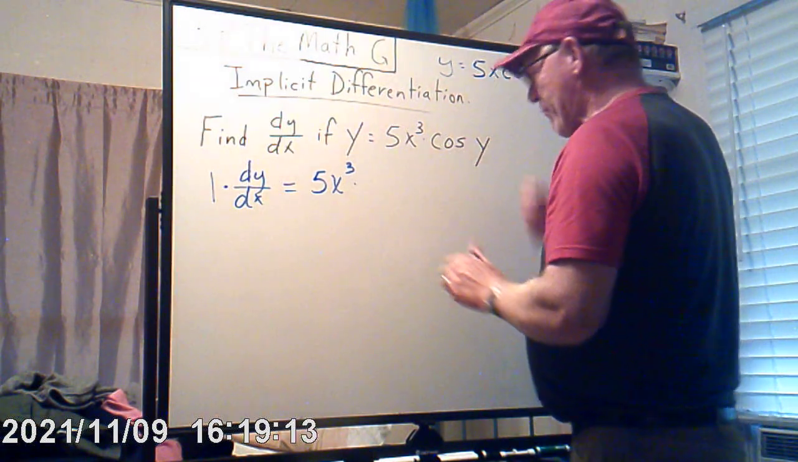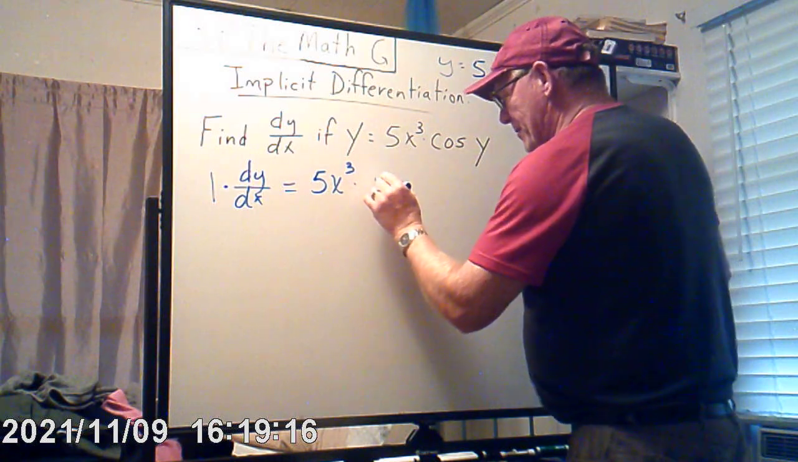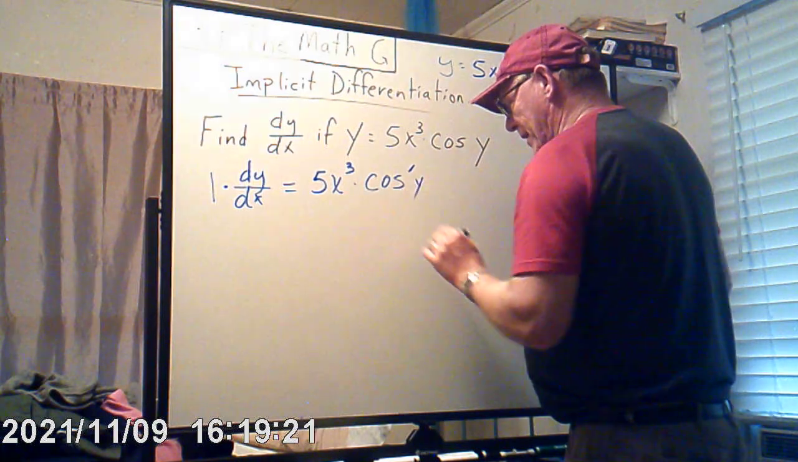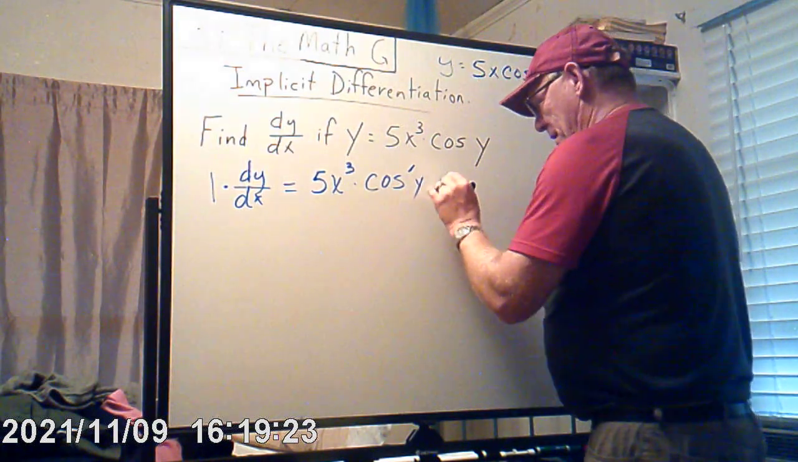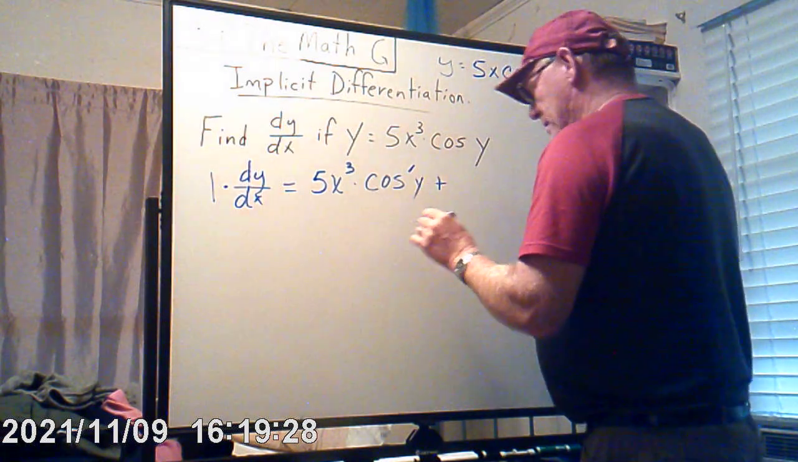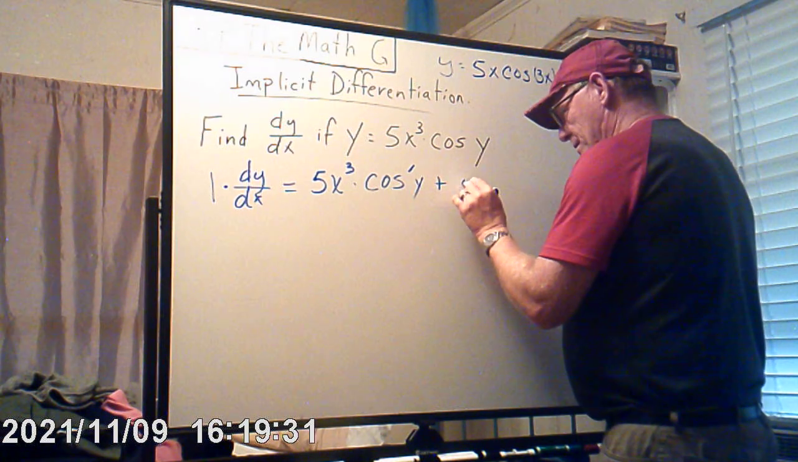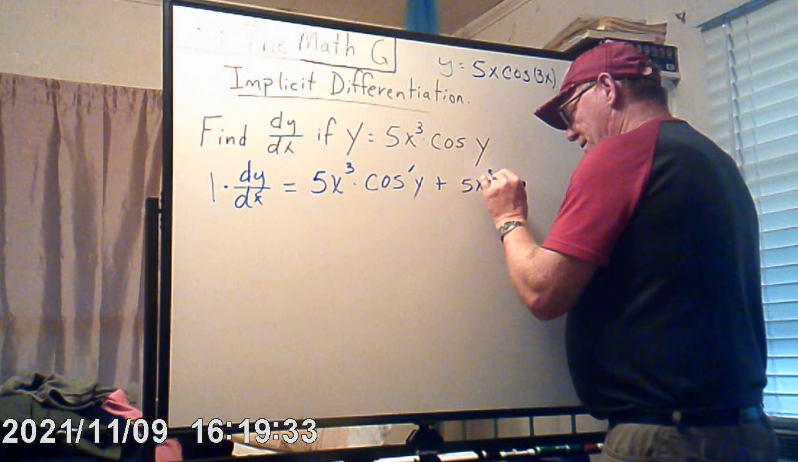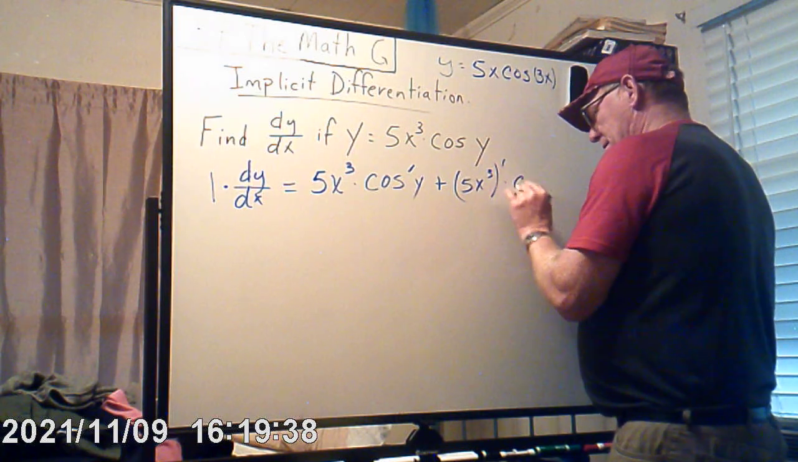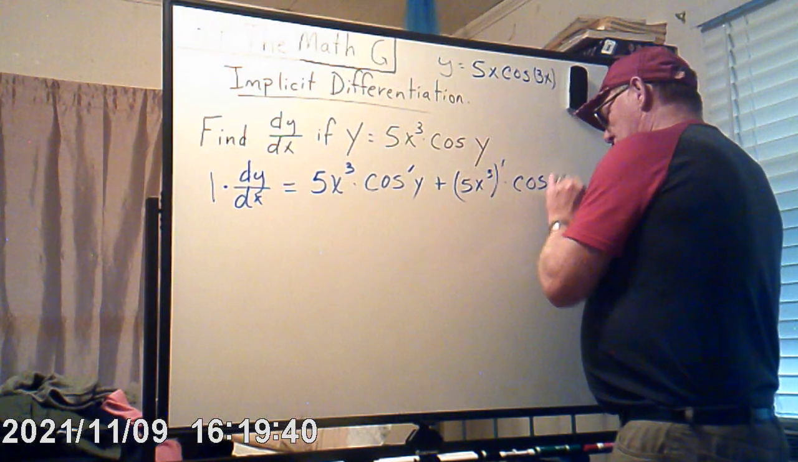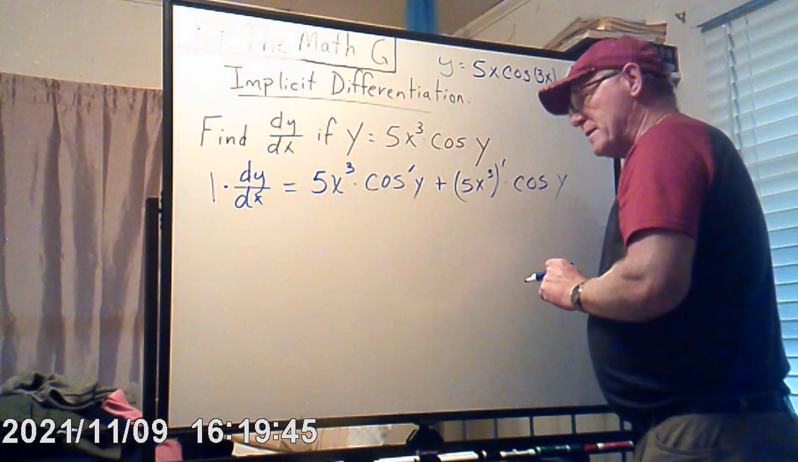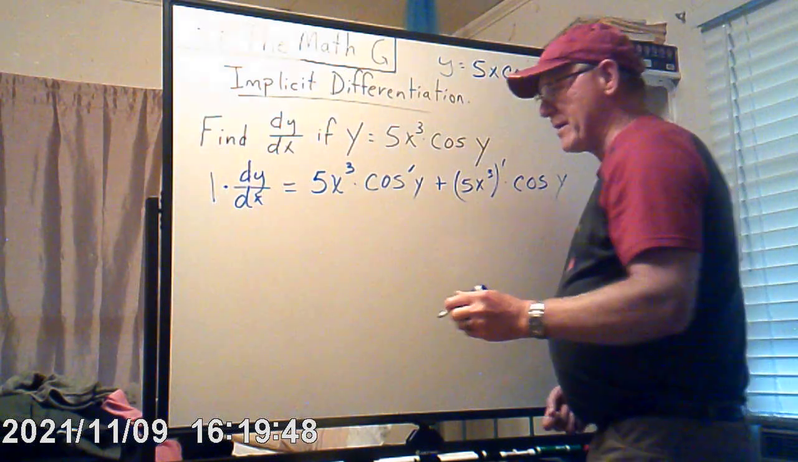Cosine y, the derivative of the second, plus the derivative of the first times the second. Maybe this helps to see this. This means the derivative of. Alright, so let's go ahead and do this.